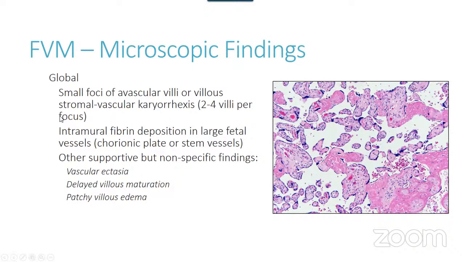I really need to see the evidence of the end organ or end villus damage, like the avascular villi, or I need to see the fibrin. Like, I really need to have some of these major criteria. If I just had vascular ectasia alone, I probably wouldn't mention it, because you can see these non-specific findings outside of the context of FVM as well.